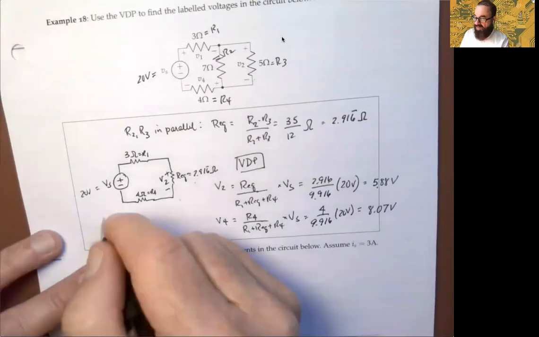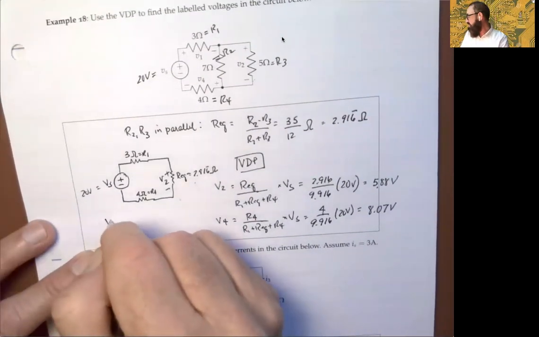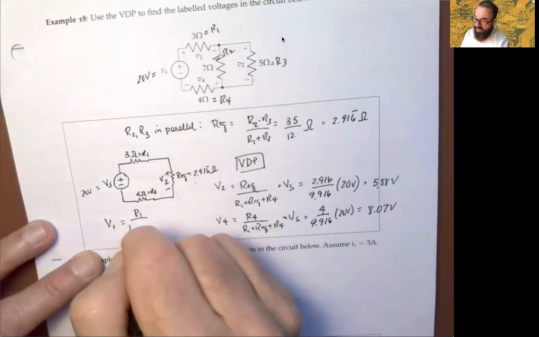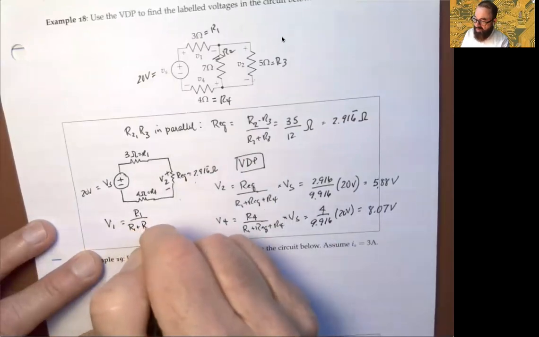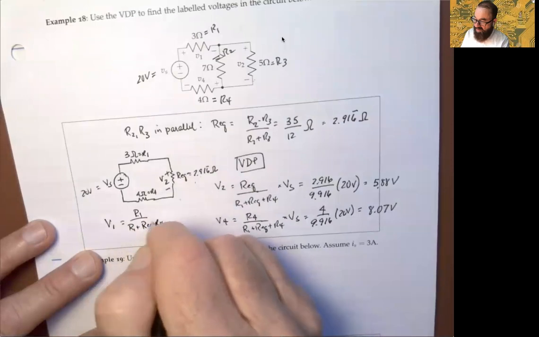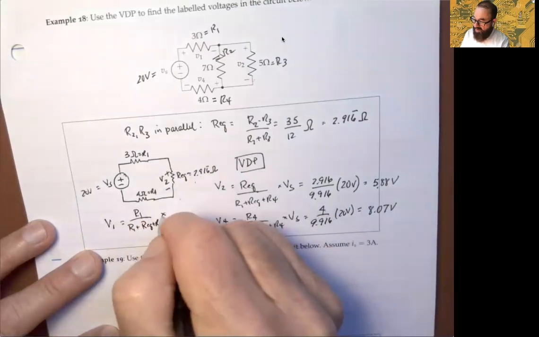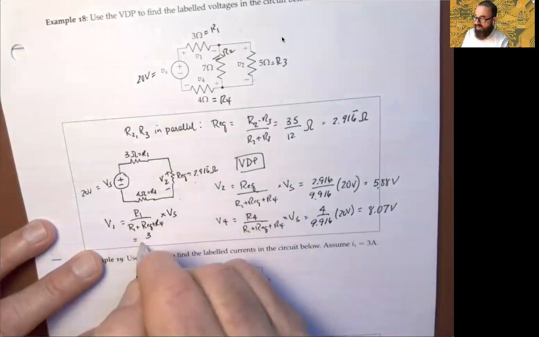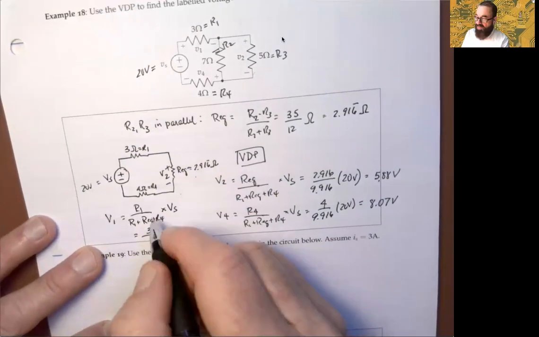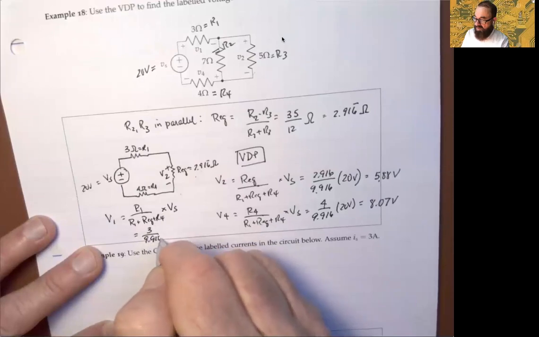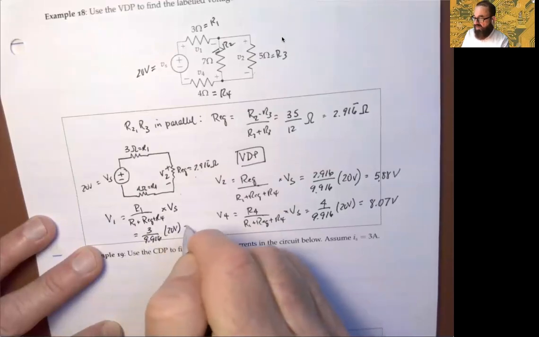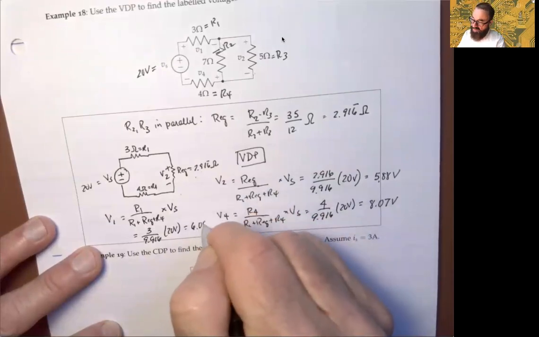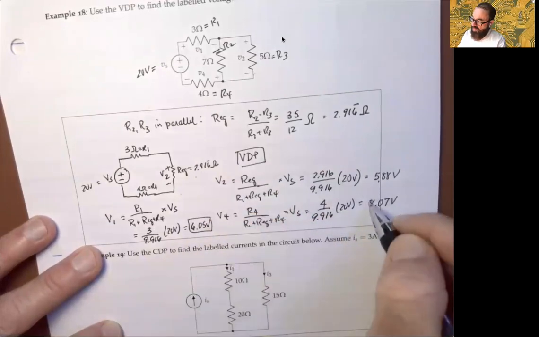And then finally, V1 is R1 over that sum, R1 plus the equivalent, plus R4, again, that times the voltage source. And that should be 3 over the 9.916 times the 20 volt source. And that turns out to be about a little over 6.05 volts. So there we have it.